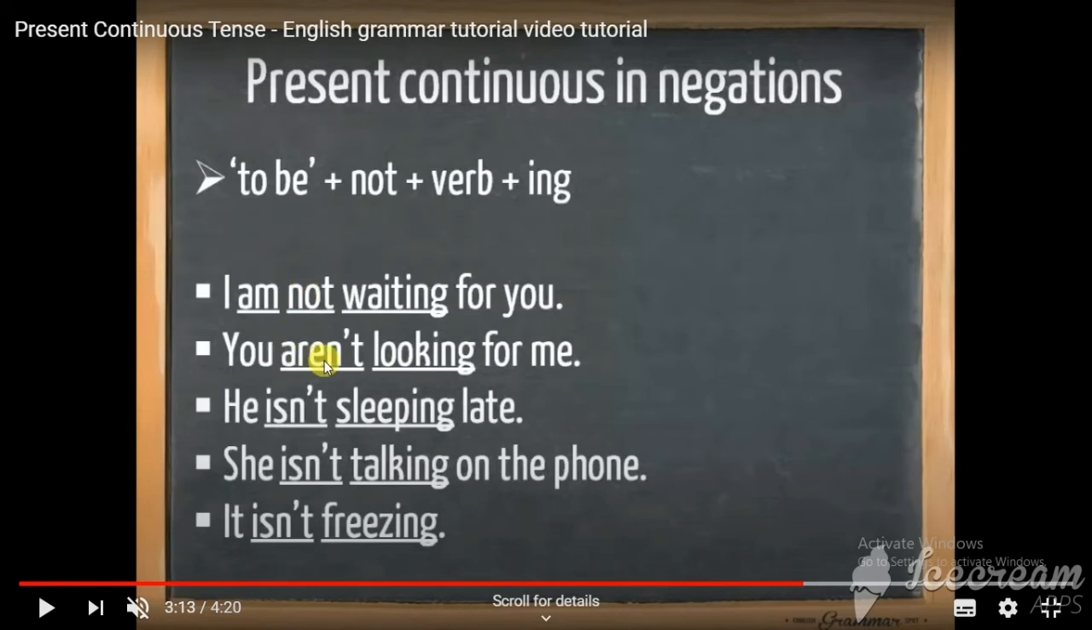You aren't looking for me. We add not. This is the short form. Are not, aren't. He isn't sleeping late. We add not to the verb to be. She isn't talking on the phone. It isn't freezing. We only add not to the verb to be if we want to make a negative sentence.